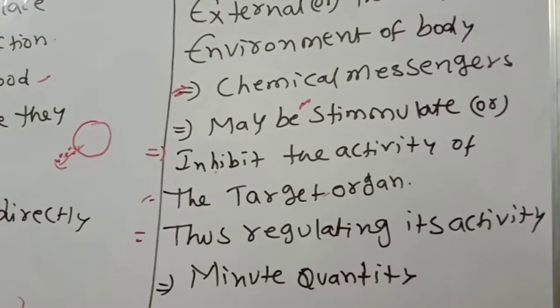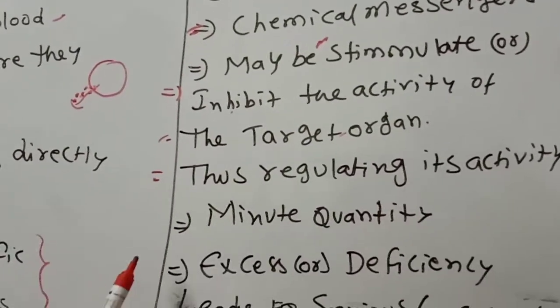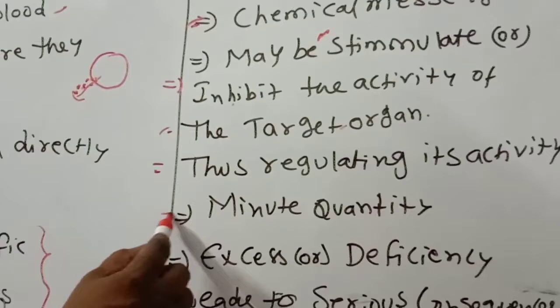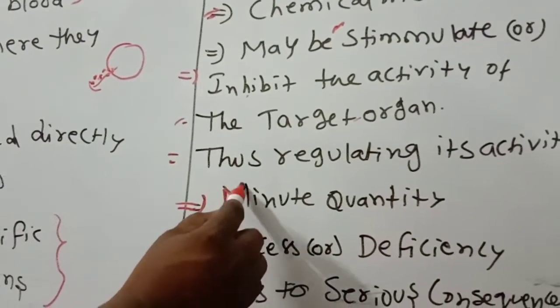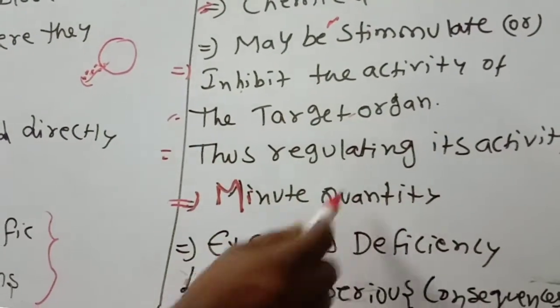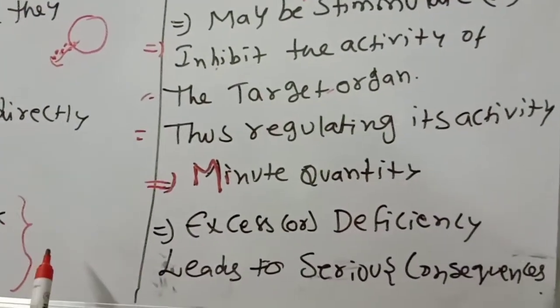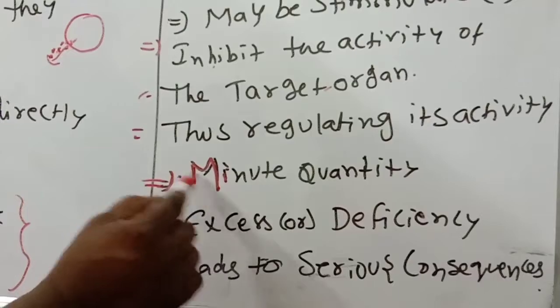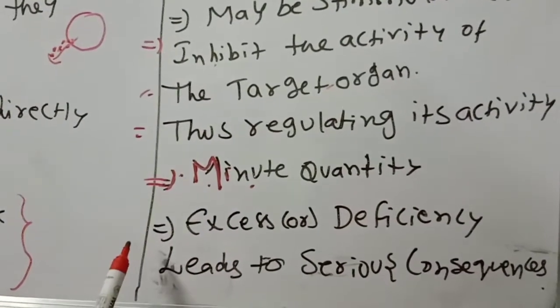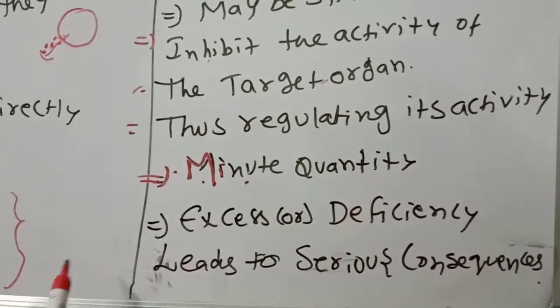So like that they will regulate the activity of target organs. How much amount of hormones will be released? Very minute, trace amounts. Sometimes we are unable to calculate how much is released. Very minute quantities of hormones are released from the endocrine glands.